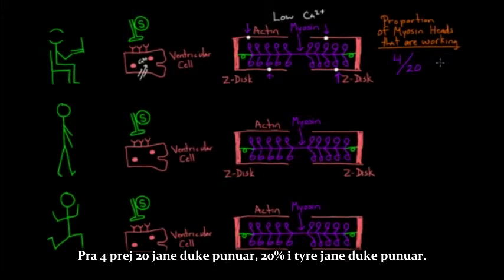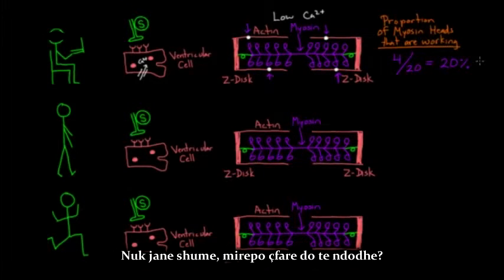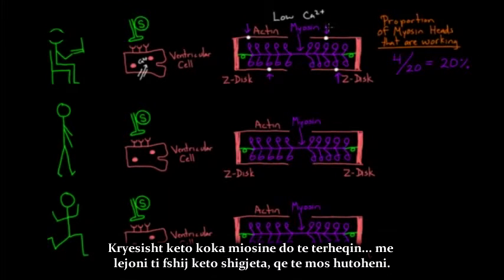So what does that work out to? 20%, right? That's equal to 20% of them are working. So that's not too many. But what's going to happen? Basically, these myosin heads are going to pull. Let me erase the little arrows so as not to confuse you.